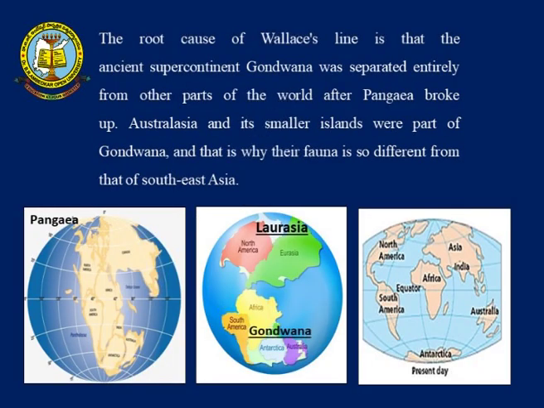The root cause of the faunal line is that the ancient supercontinent Gondwana was separated entirely from other parts of the world after Pangaea broke up. Australasia and its smaller islands were part of Gondwana, and that is why their fauna is so different from that of Southeast Asia. The whole landmass that was united is called Pangaea, and when it separated, it formed two different continents, Laurasia and Gondwana, and this is the present continent arrangement.